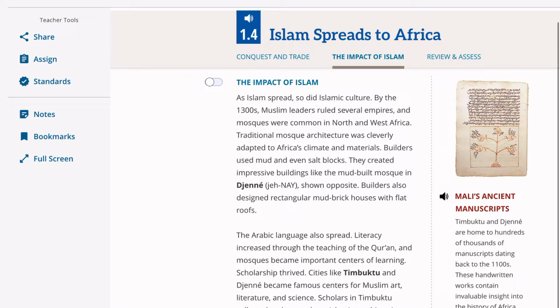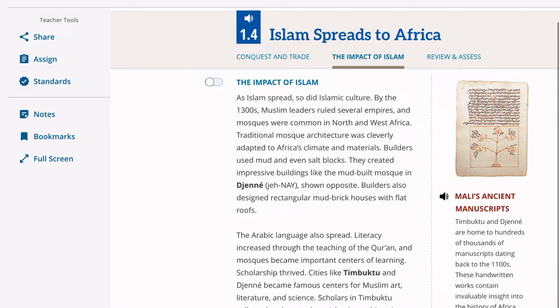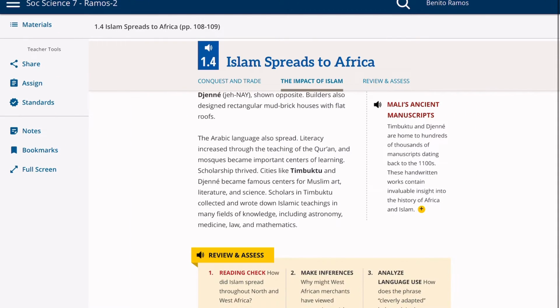When the Arabs invaded North Africa, trans-Saharan trade with West Africa expanded greatly. Using camel caravans, Berber merchants carried their goods and religion across the Sahara. Many West African merchants saw a trading advantage and converted to Islam. They are probably thinking of protection and business opportunities. As Islam spread, so did Islamic culture. By the 1300s, Muslim leaders ruled several empires, and mosques were common in North and West Africa.